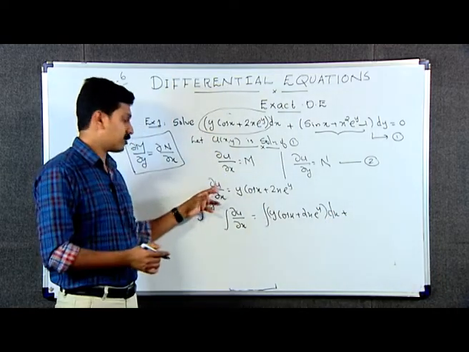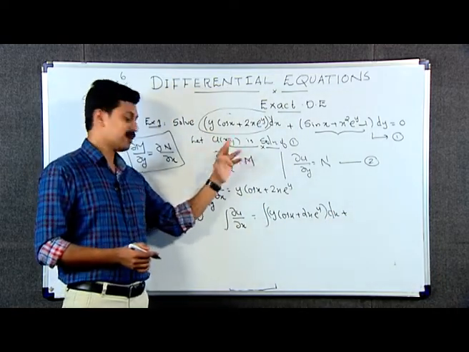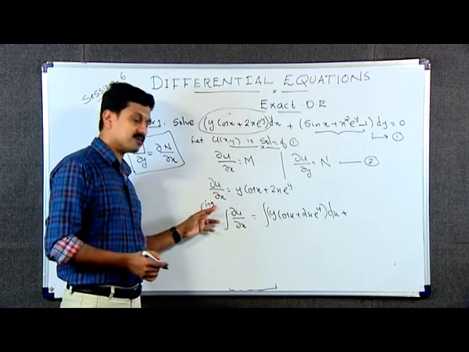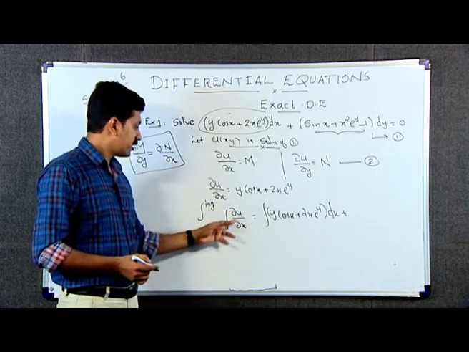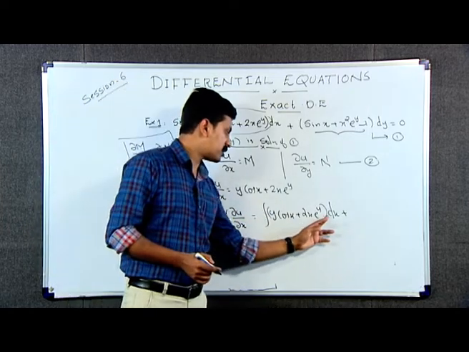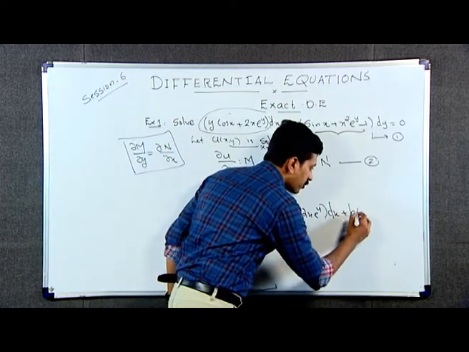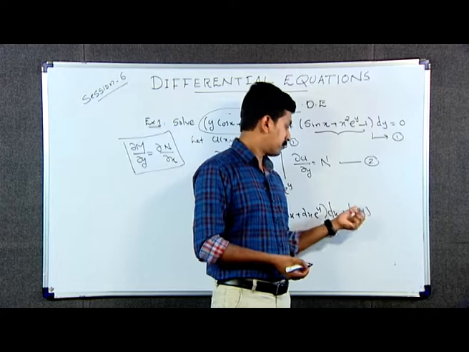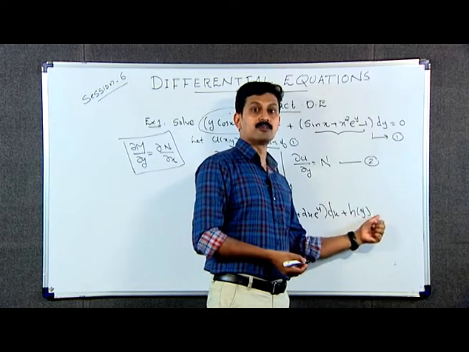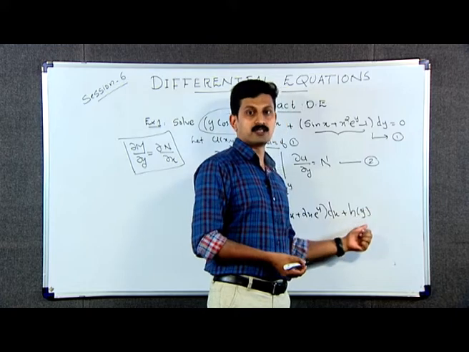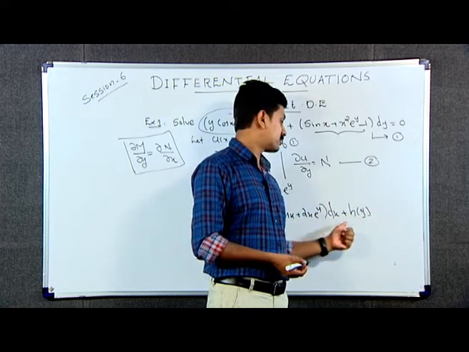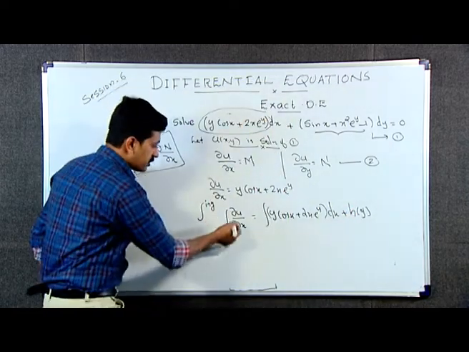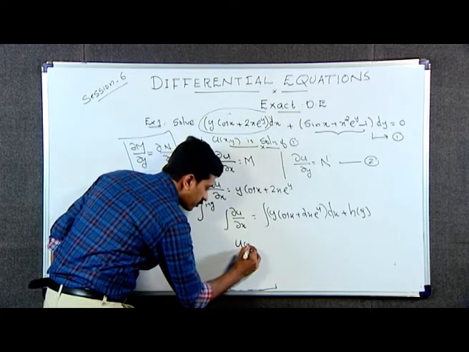Now, we know that our function u is a function of both x and y. We are integrating only with respect to x. That is why, after integrating, the remaining constant may be a function of y, maybe sometimes a fixed constant, because we are treating y as a constant while partial differentiation. While integrating also we are treating y as a constant, that is why we write it here as h of y.